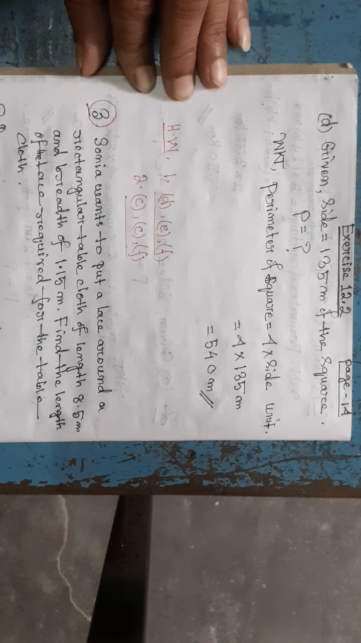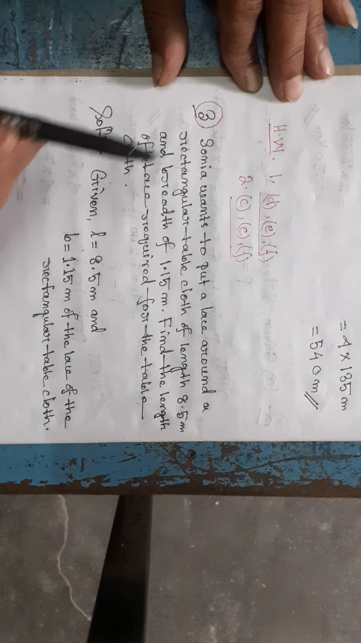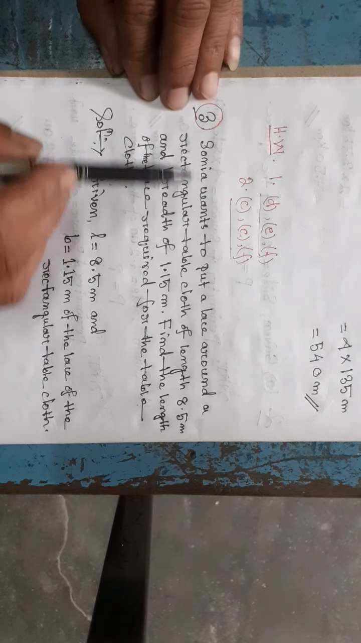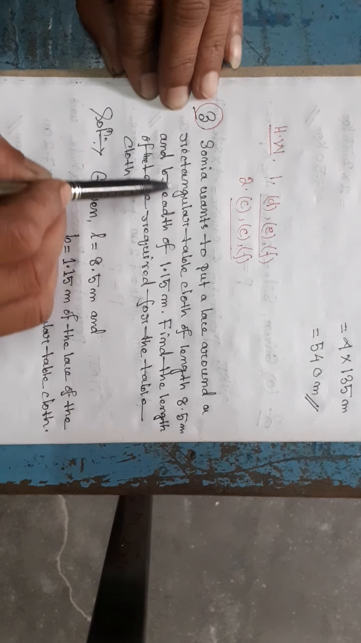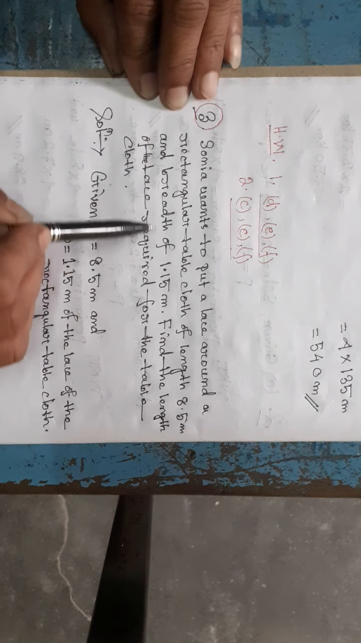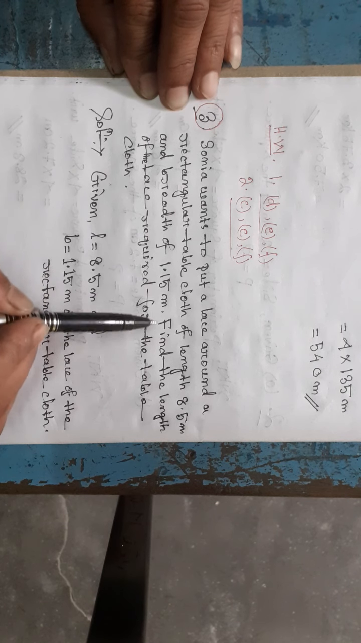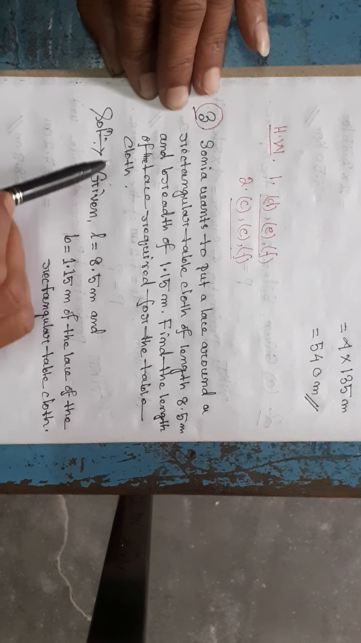Today I am giving the solution from exercise 12.2, page number 14, of questions number 3, 4, 5, 6 and 7. Okay, so at first you see question number 3. In question number 3 what is given? Sonia wants to put a lace around a rectangular tablecloth of length 8.5 meter and breadth of 1.15 meter. Find the length of the lace required for the tablecloth.